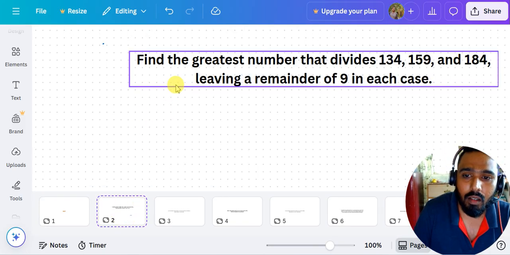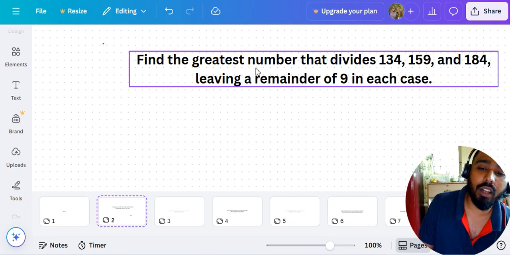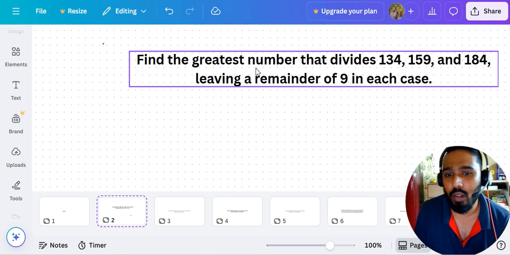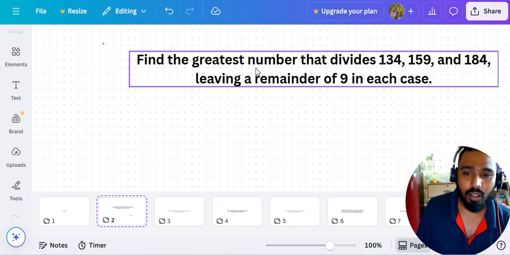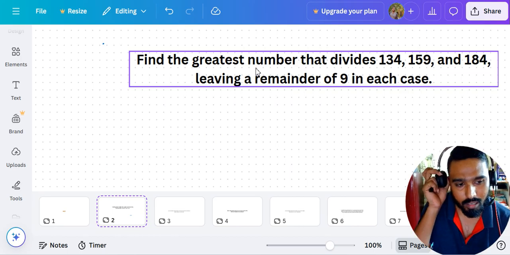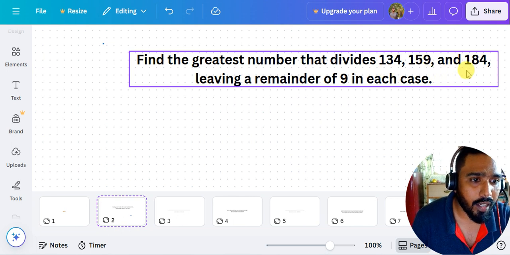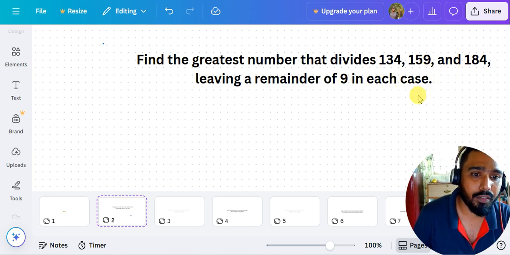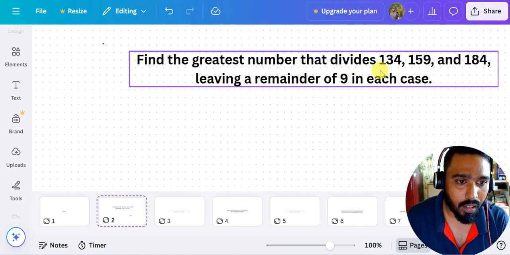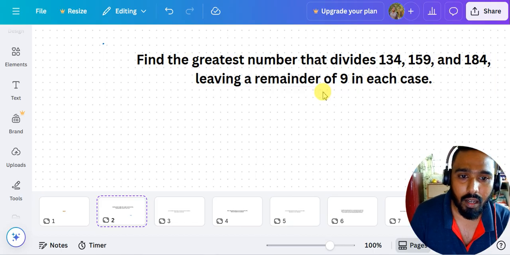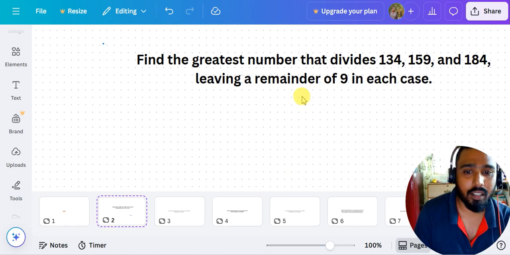Alright, so if I have to find the greatest number, whenever you see keywords like greatest, longest, highest, all these are HCF. Lowest, least, or shortest, all these are LCM. Now find the greatest number that divides 134, 159 and 184, leaving a remainder of 9 in each case. Now here we need to find the HCF of 134, 159, 184, which is leaving a remainder of 9 in each case. Basically not HCF, greatest number we need to find.